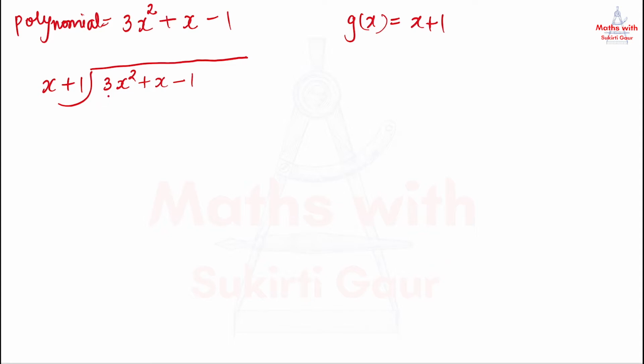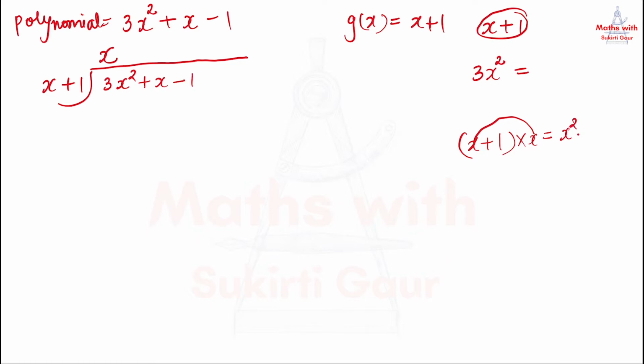Now we are going to start the division. How do we do this? Focus on the first term first. The first term of the dividend is 3x square and my divisor is x plus 1. If I take x over here, what will it give us? It will give us x plus 1 multiplied by x. That will give us x into x, x square, plus x into 1, x. Okay. Now x plus 1 into x is x square plus x.